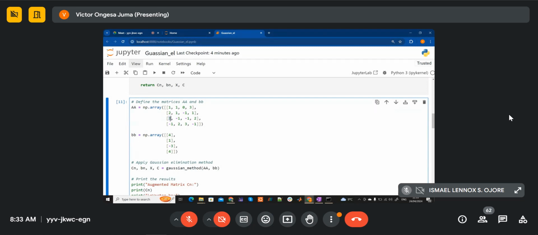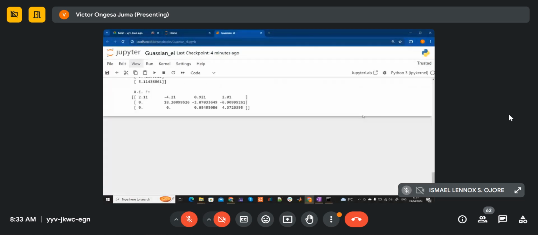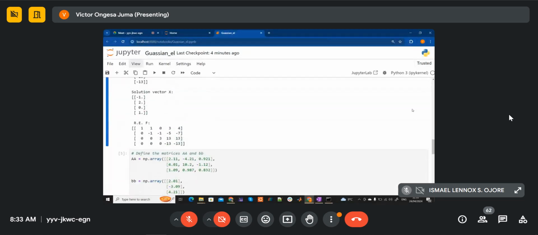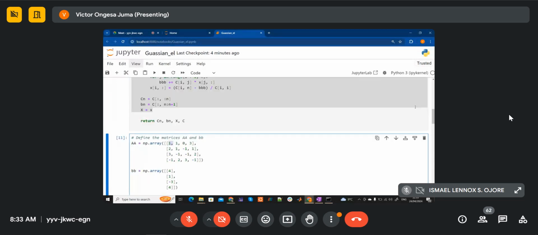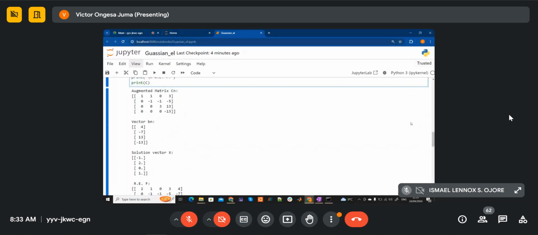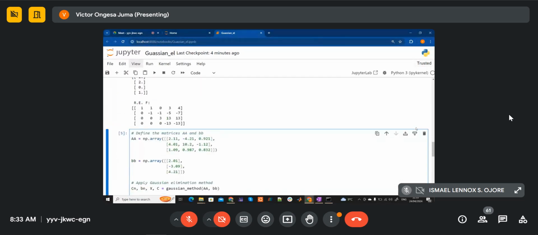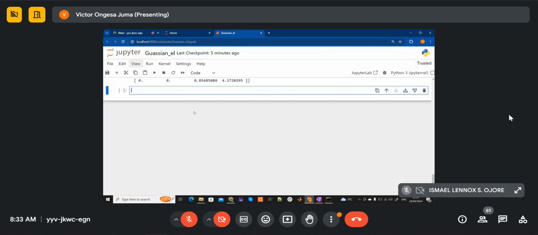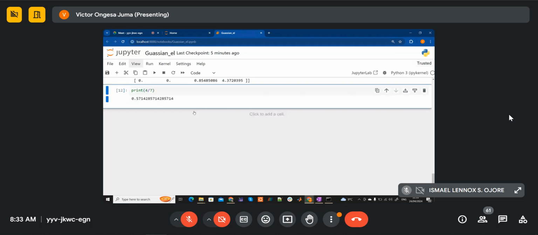And because of the division, if this number is too small, for example, 0.001, let me see if I can get something here. So for example, let me print here even 4 divided by 7, right? What do you have? What is 4 over 7?